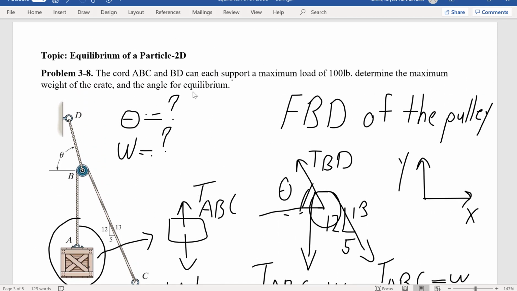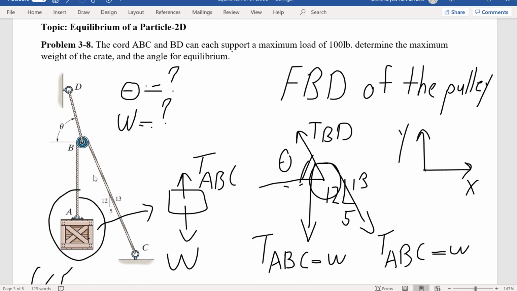The problem is saying that the cords can each support a maximum load of 100 pounds. So it doesn't mean that the tension in these ropes is going to be 100. That's the maximum capacity that they could have. And we don't know which one is going to reach that capacity first. So we could assume that TBD is going to reach that 100 pounds, and that would be the limiting rope in the maximum load of the crate. So I could replace it with 100 pounds here and see what value I get for TABC.